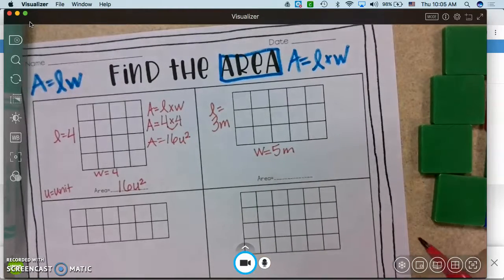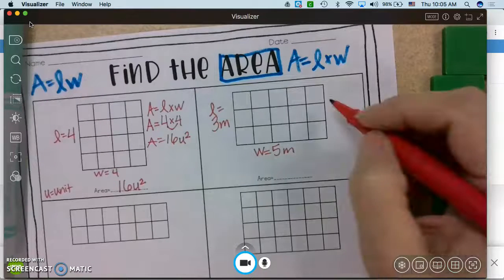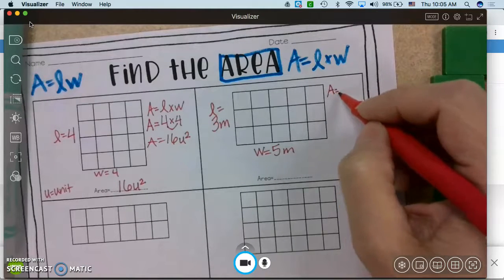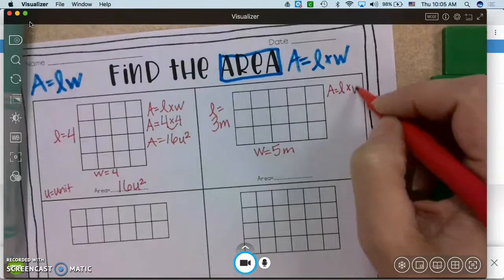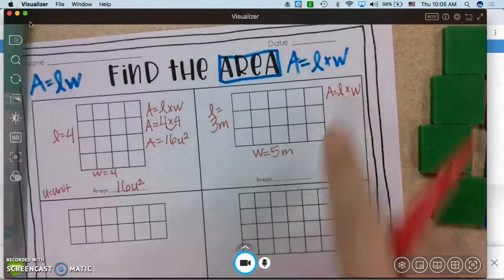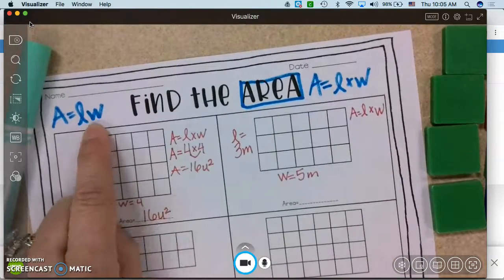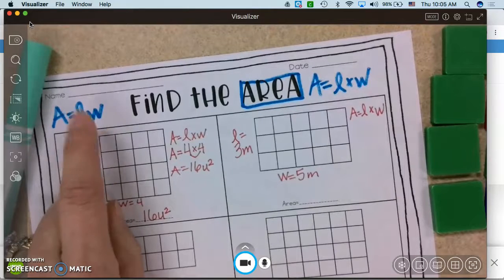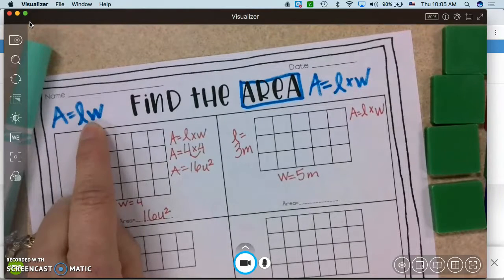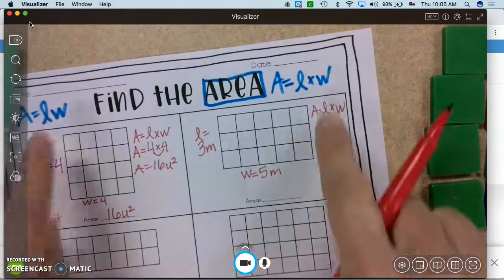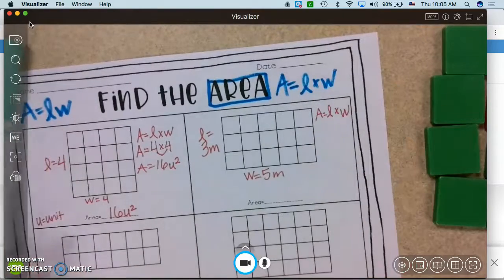And then we want to find the area. What's the formula to find the area of a rectangle? Length times width. Good. Area equals length times width. Sometimes they're going to put the multiplication sign between there. And sometimes they just might put the letters side by side. When they're side by side, what does that mean to do? Multiply. It means to multiply. So they might write it either one of these two ways, okay?